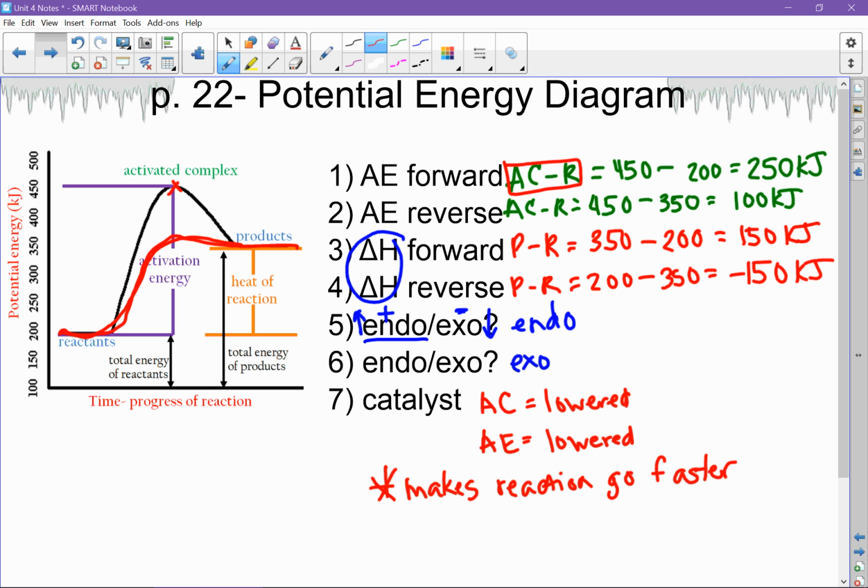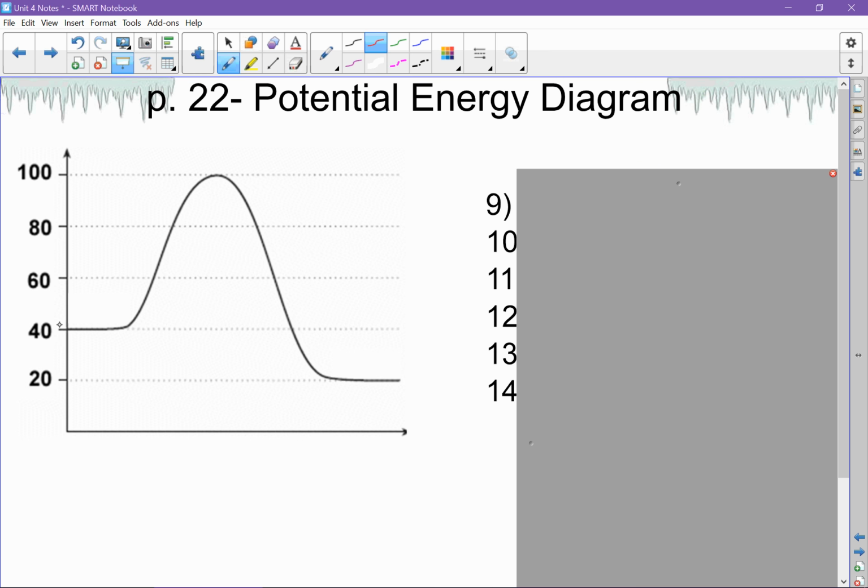Here's your diagram below. First, I want you to take a minute, see if you can label all of the parts again, then try some of these questions and come back and we'll compare together.